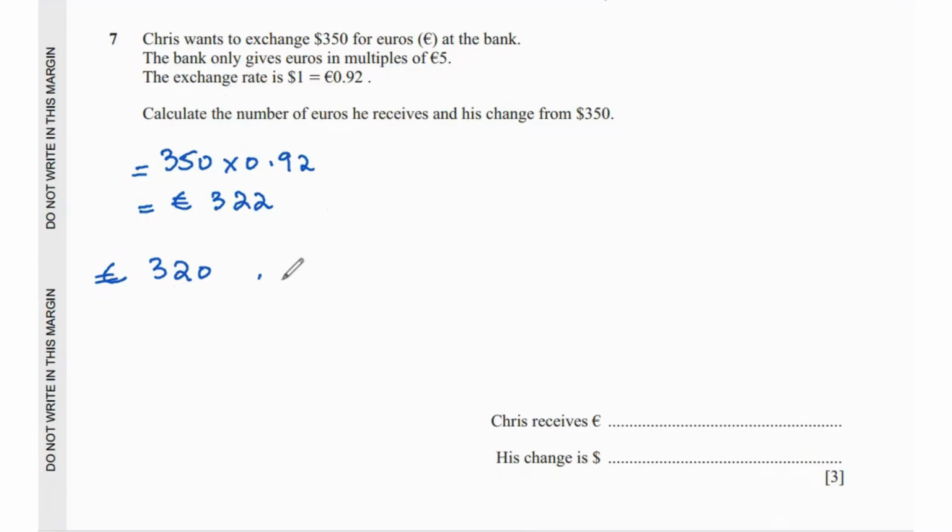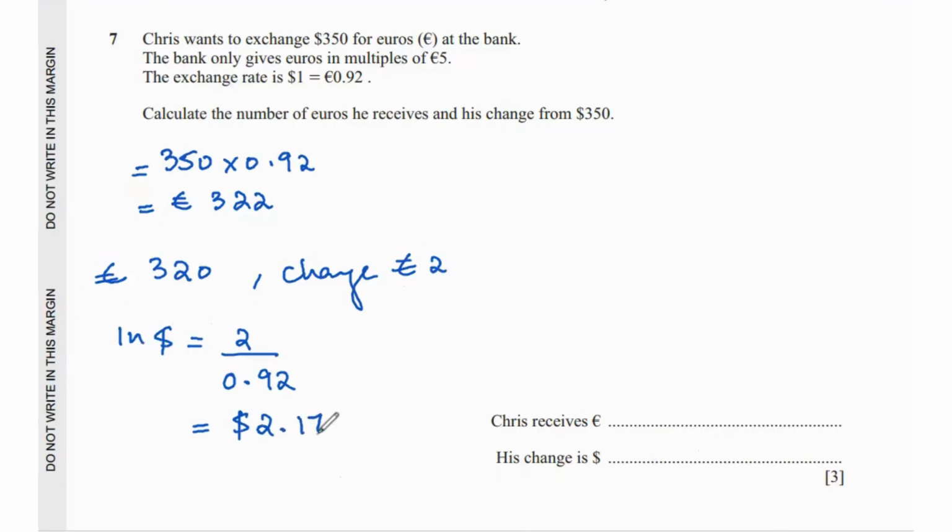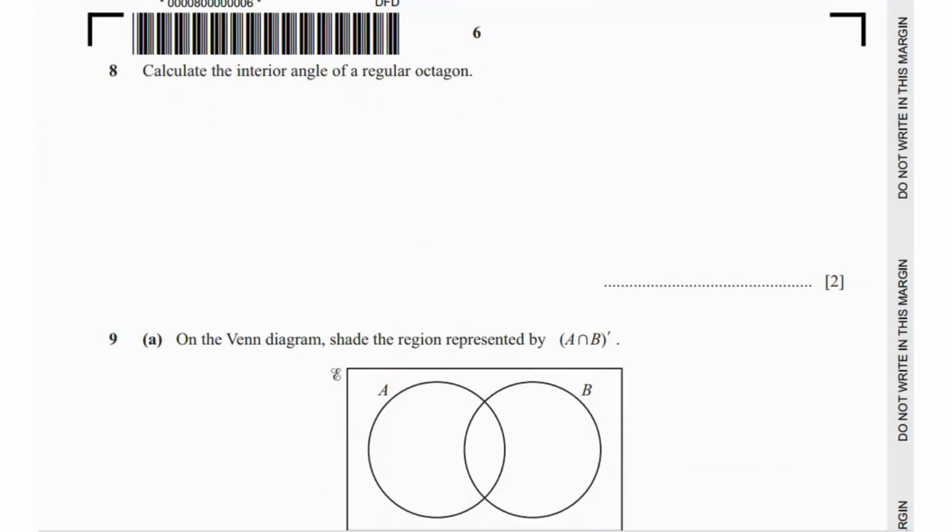And then the change would be 2 euros. Since the change is 2 euros and they want the change in dollars, we convert the euros back to dollars. So in dollars, that's going to be 2 divided by 0.92, which will give us $2.17. So in euros, it's going to be 320, and the dollar change is $2.17. That's your answer.